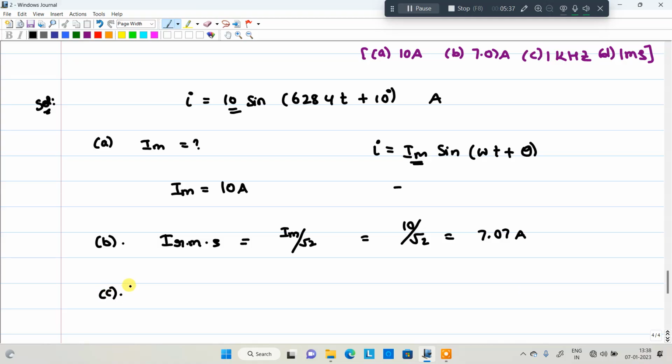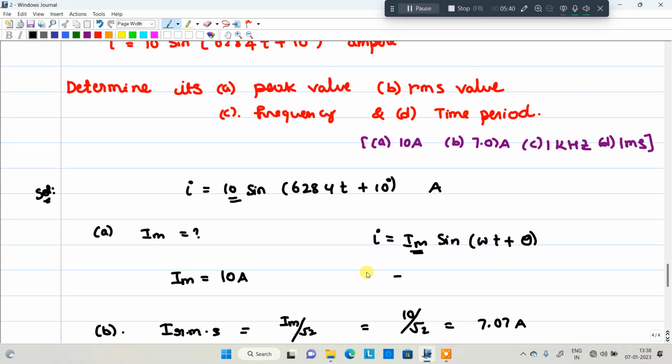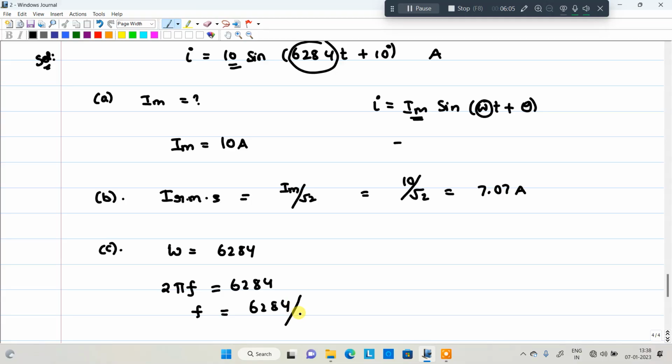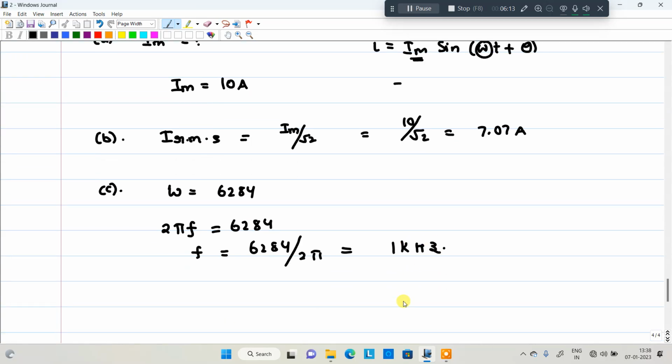Next we are moving to the third bit, C, frequency. You want to find the frequency. Omega is given, omega is equal to 6284, right? Omega is nothing but 2 pi f, which is equal to 6284. F is equal to 6284 divided by 2 pi. That will be, frequency will be 1 kilohertz, 1000 hertz. That is the f value.